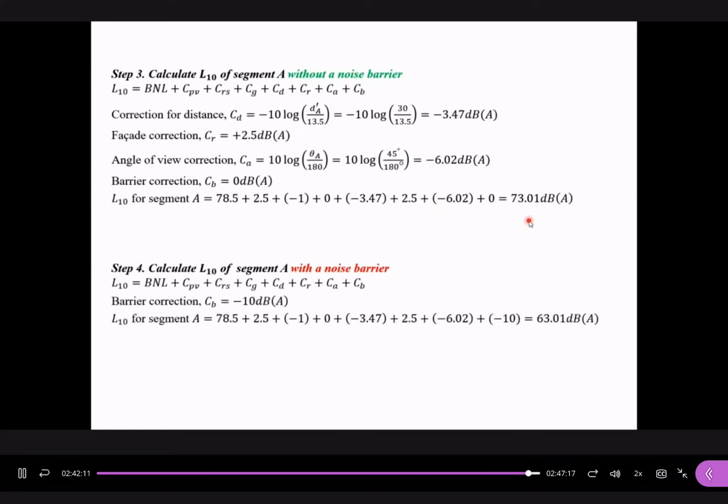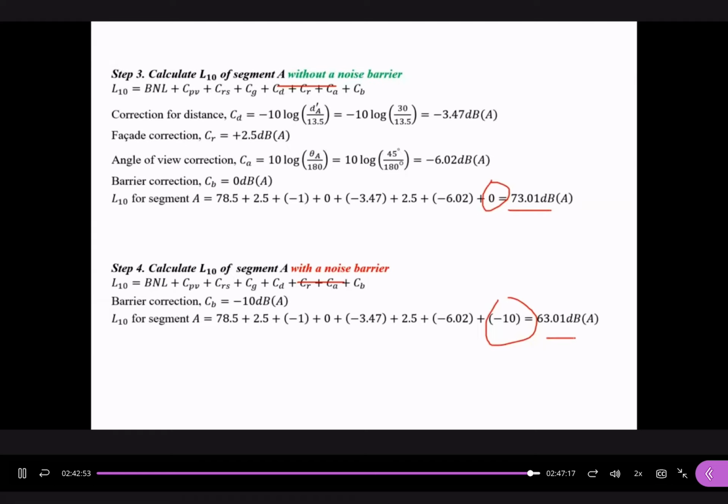How about 7A with a barrier? With a barrier, the only difference is the last term, CB, correct? All other factors are the same. The only difference is the last one. So the difference between without a barrier and with a barrier is that one is 73.01 dBA and one is 63.01 dBA. But we haven't finished the calculations because 7B could also contribute noise effects to the receiver.